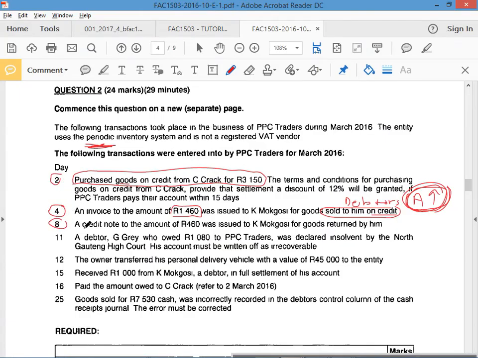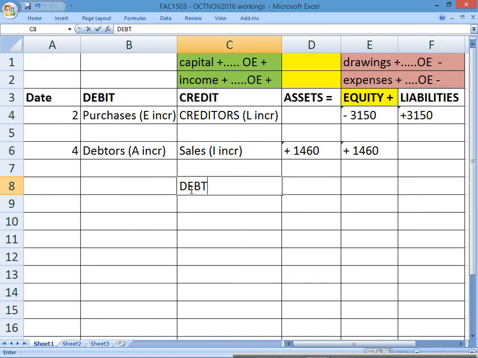Number eight. A credit note to the amount of 460 was issued to K for goods returned by him. Right, so was K happy with the purchase? No. The customer, K Mogotsi, came and returned goods. Good or bad for the business? Bad. Are you going to have more debtors or less debtors? Less. It's straightforward, right? If someone comes and gives you back the goods that they bought, are they still your debtor? No. So this is going to be debtors, asset decrease.